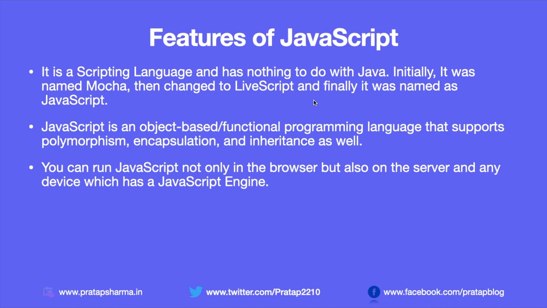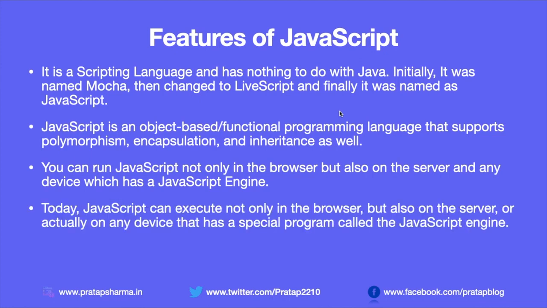But in recent years, we can also run JavaScript wherever we have a JavaScript engine. For example, our Chrome browser has a JavaScript engine known as the V8 engine. Because of that, we are able to run JavaScript in our web browser. And then we also have Node, which also uses the Chrome V8 engine, so using that we can write JavaScript code on the server side also.